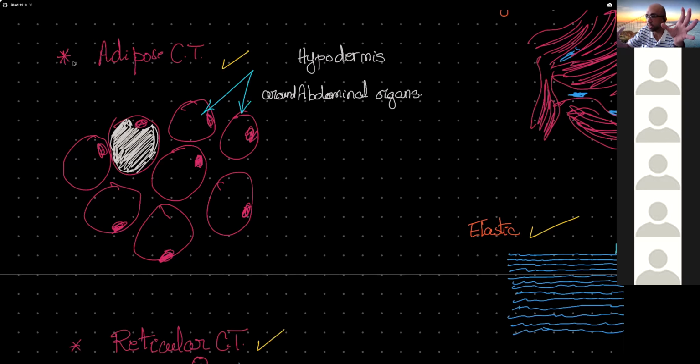Think of the adipose tissue like the foam that you use for insulation in your house and for filling, keeping stuff in place. So it's going to be holding the kidneys in their place. They are located around the abdominal organs like the kidneys. Where else? In the breast, around the mammary glands.